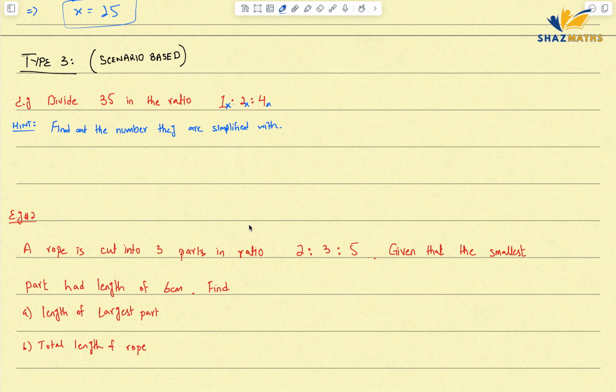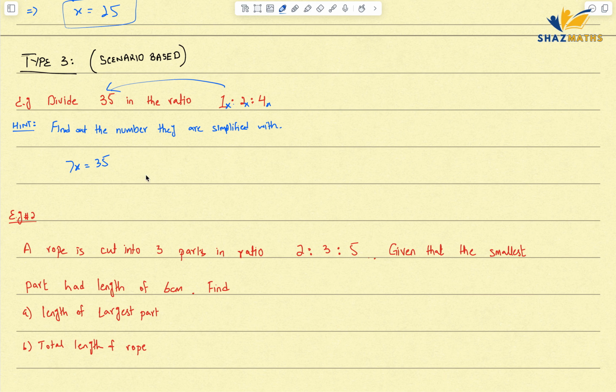Now let's have a look. How would I apply this information here? So originally it was 1x, it was 2x, it was 4x, right? And we have to divide 35 in these ratios. That means if I add all the original components up, it should result in 35. So 1x plus 2x plus 4x, so 3x plus 4x is 7x, would be equal to 35.